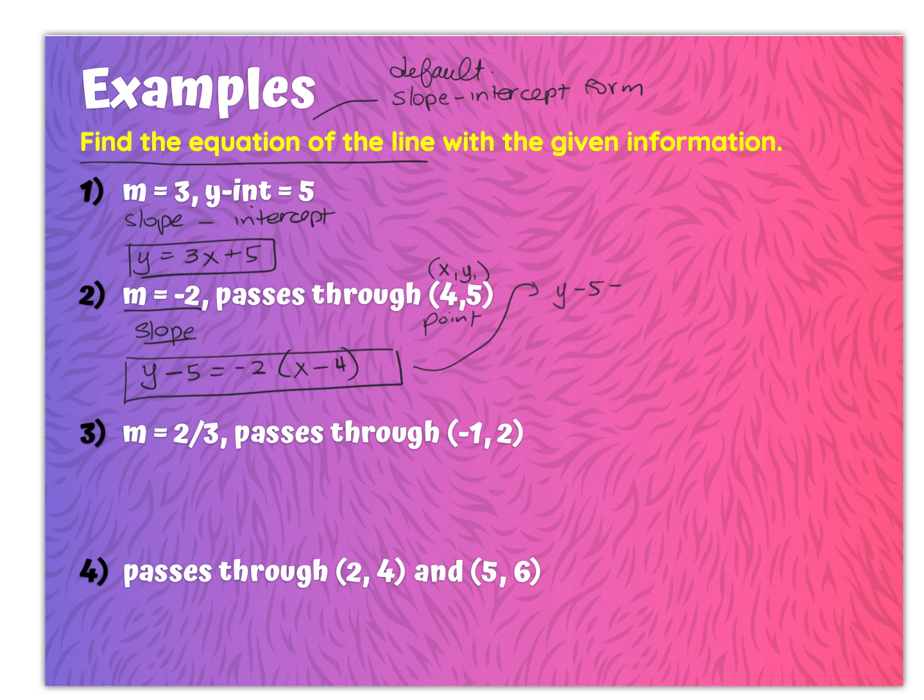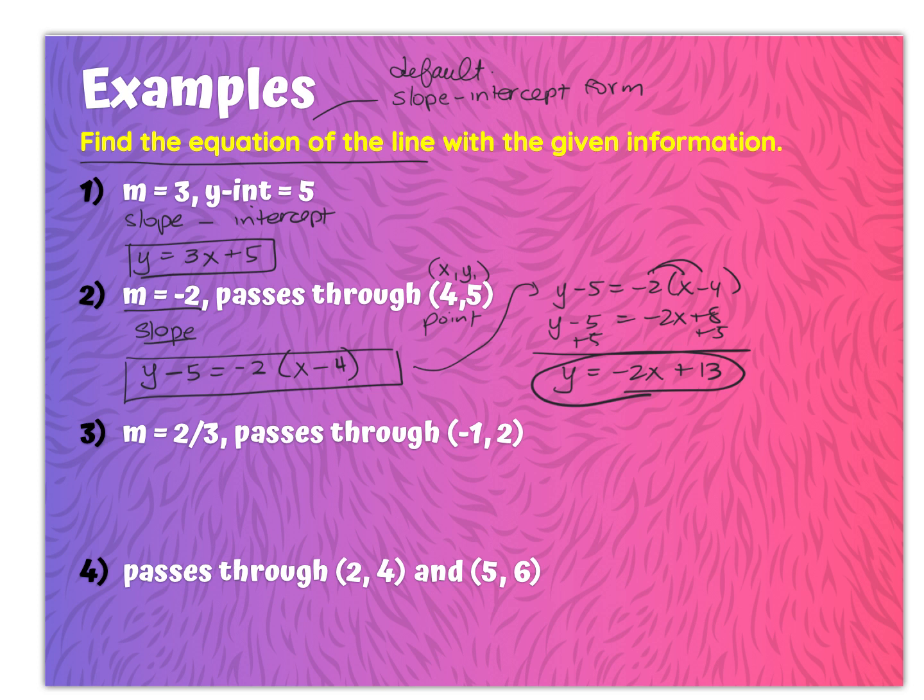So how do we go from point-slope to slope-intercept? Super easy. You're going to start by distributing the -2 on the other side, -2x plus 8, and then you're going to add 5 to both sides. Remember, slope-intercept form is really just solving for y. So y equals -2x plus 13. Now you have it in slope-intercept form.